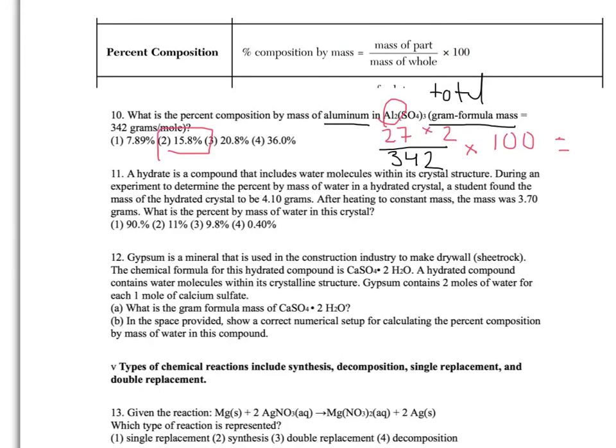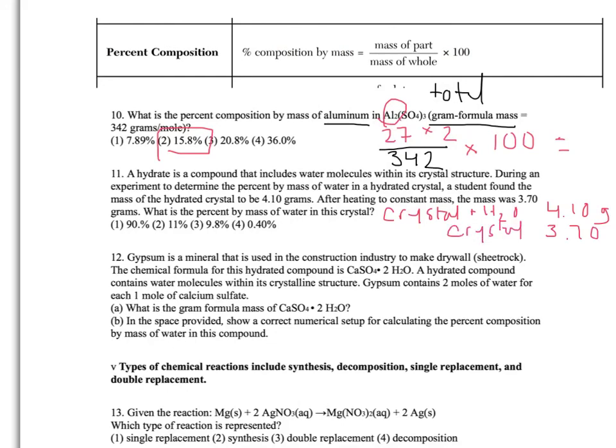For this question, we're going to be using the same equation, percent composition, but we have to kind of figure out what they've given us here. So first they tell us that the hydrated crystal, which is the crystal plus the water, has a mass of 4.10. And then after heating the crystal, what's going to happen is the water will evaporate. So after the water evaporates, we have a mass of 3.70. So that's the mass of just the crystal.